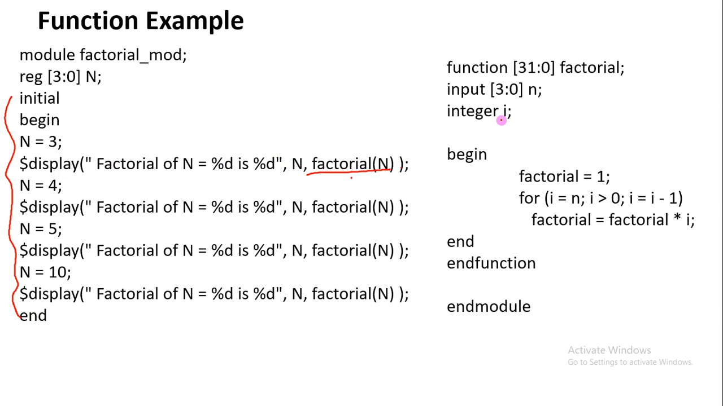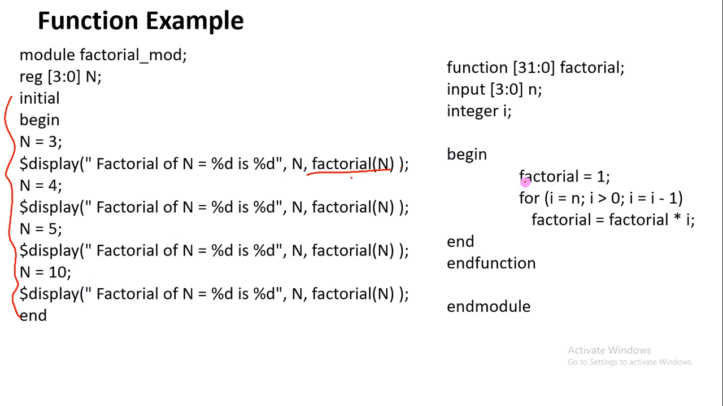So here the function call happens. When the function is called, this will execute. It is a 32-bit return value, output return value. 4-bit is an input, because if n is equal to 10, then it will have a very big number. That's why the range is big here. Integer I. This is somewhat the same logic, but in a different way.